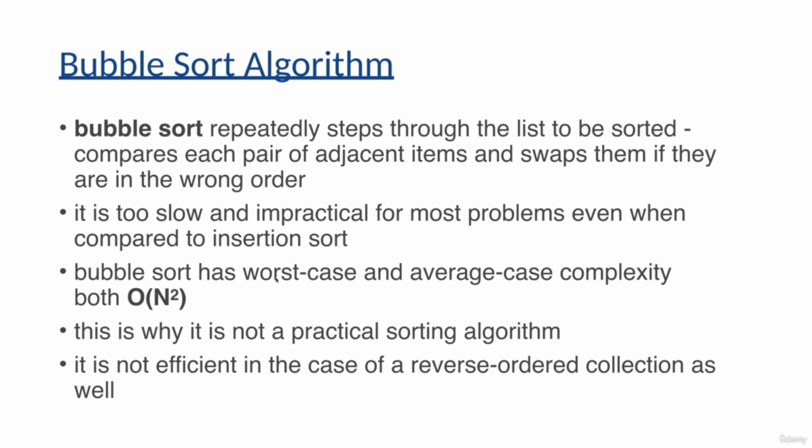So bubble sort has a worst case and average case running time complexity of O(n squared). This is why bubble sort is not a practical sorting algorithm. We will come to the conclusion that we can do better. We can achieve O(n log n) linearithmic running time complexity with heap sort, merge sort, and quick sort. Okay, and by the way, it is not efficient in the case of a reverse ordered collection as well, which means that the underlying data structure is already sorted but in reversed order.